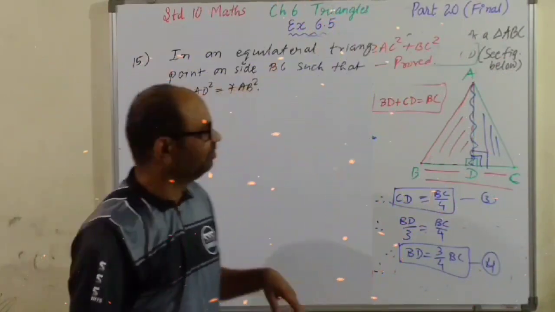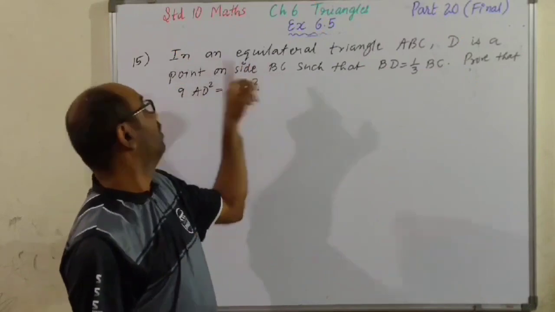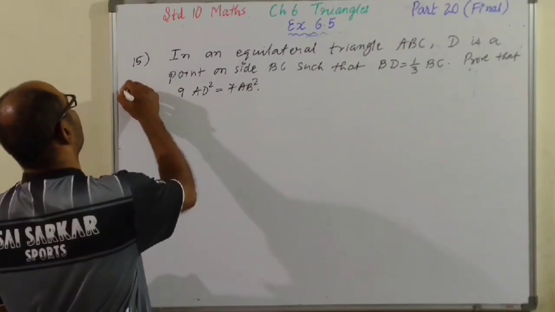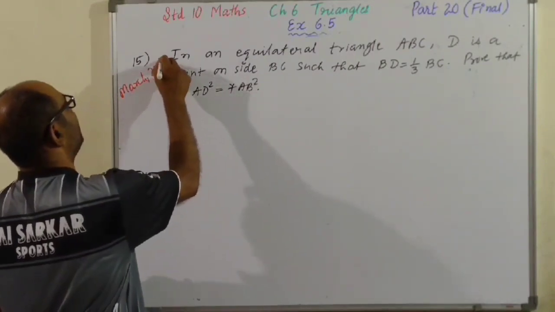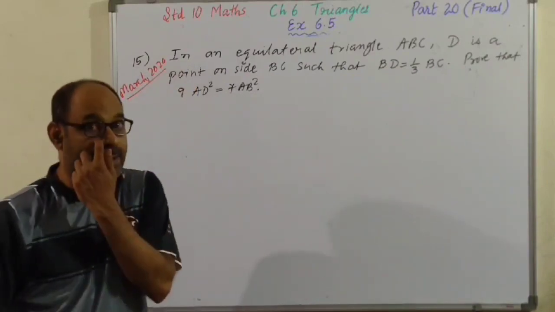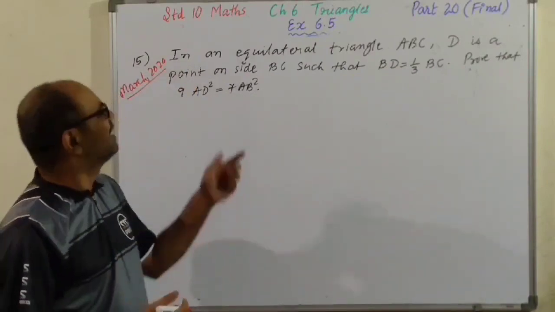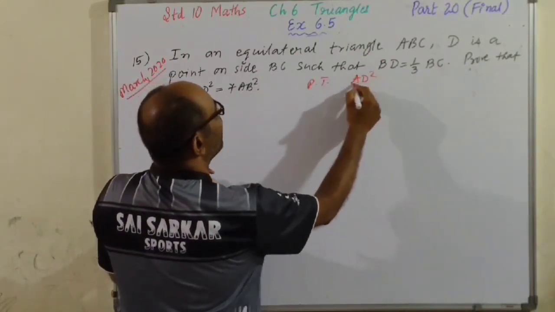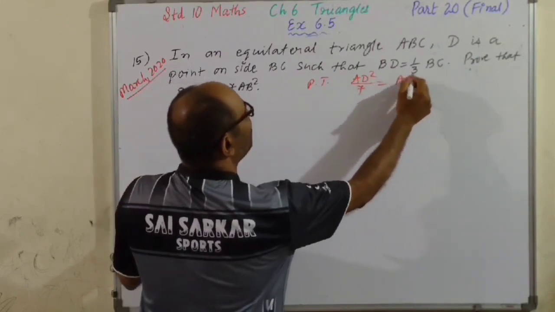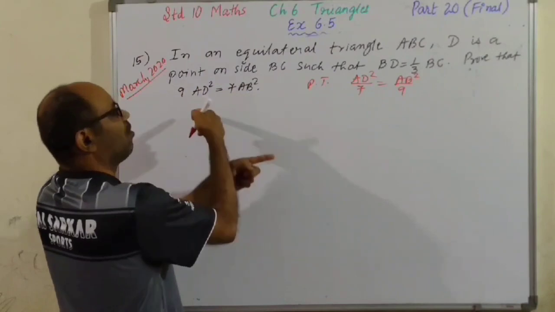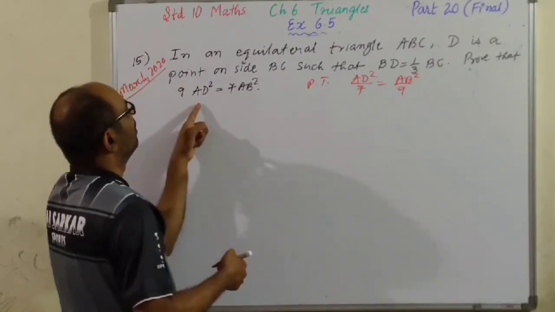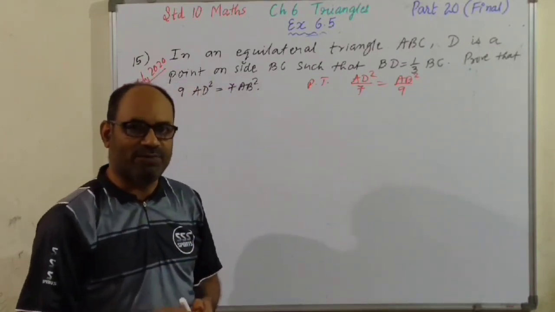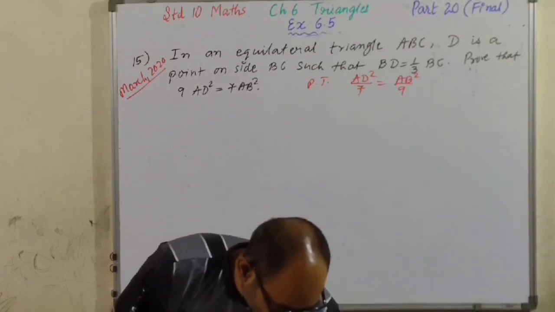Moving on to the next one. Fine. In equilateral, that is number 15. Let me remind you, this was asked in the board examination in March 2020. They slightly change it. Here they said prove that AD square upon 7 is equal to AB square upon 9. They altered the positions of 7 and 9: 9 went there, 7 came here. That much change in the statement. They do that quite often. Let's see.